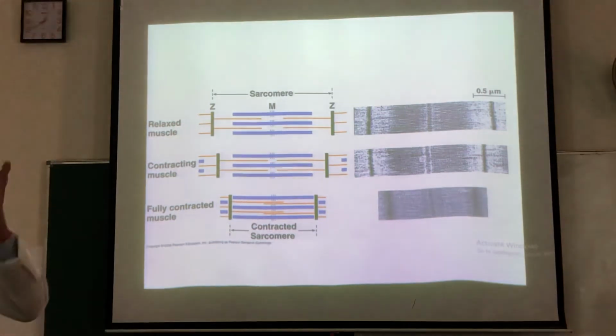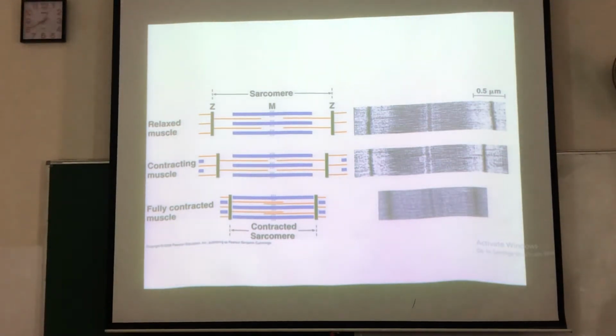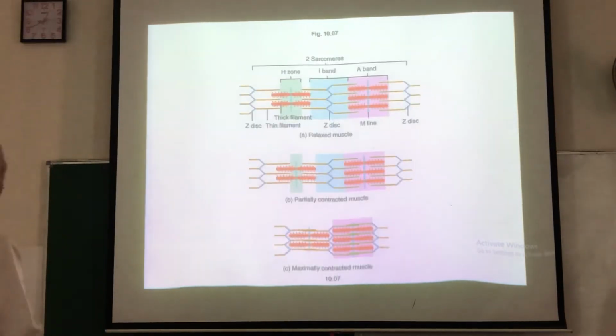Now again, once you have interaction between the heads and the site on actin, you have automatic tilting of the heads. Any interaction gives that automatic tilting of the head, which results in pulling the thin filaments toward the center of the sarcomere. By pulling, as you see, we can get shorter sarcomeres. Not only shorter sarcomeres, we can also get changes in other structures of the sarcomere.